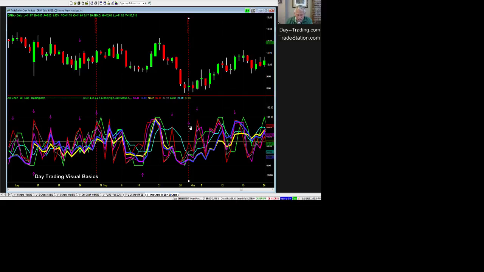We're in a small consolidation period where we've got a few days of a fight between the bears and the bulls, and that's identified with your longer tails, upper and lower tails.